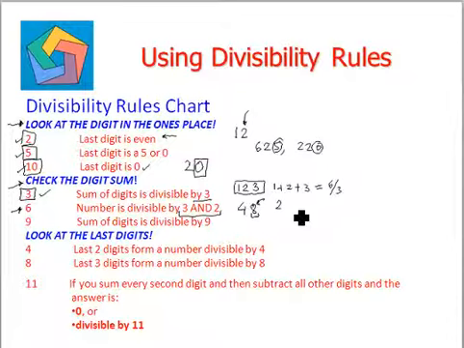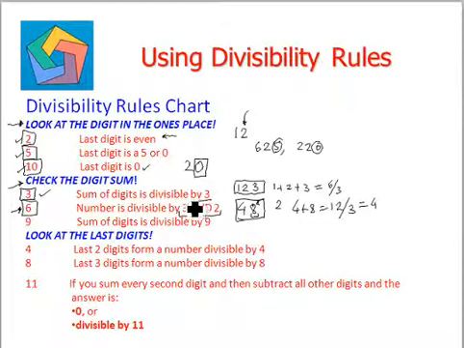To check for divisibility by 3, we add, that is 4 plus 8, which equals 12. 12 is divisible by 3. Yes, it is. 12 divided by 3 is 4. That means 48 is divisible by 6 because it is divisible by both 3 and 2.